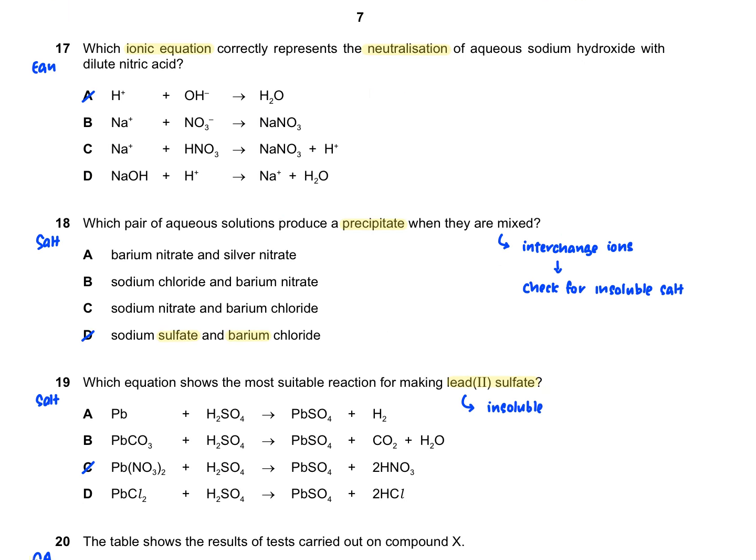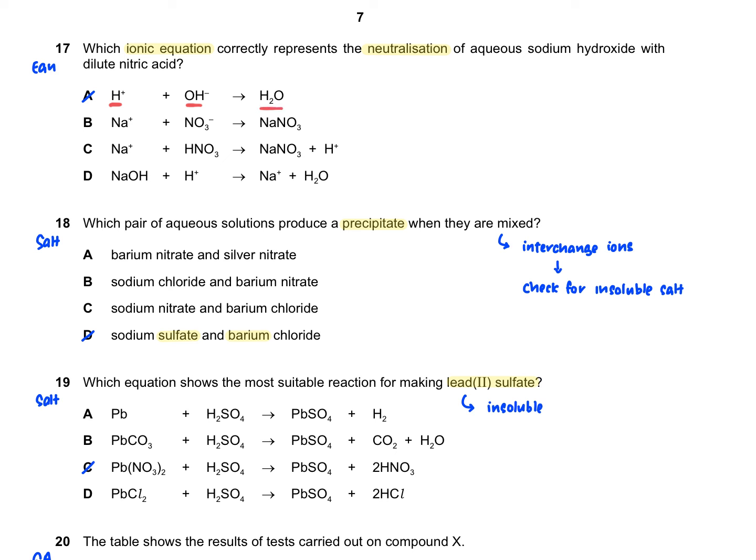For question 17, this is a chemical formula and equation question, and we are supposed to write the ionic equation for a neutralization reaction. Now for any neutralization reaction between any acid and any alkali, the ionic equation is always the same. The ion that makes an acid is hydrogen ion. The ion that makes an alkali is hydroxide ion. So in any neutralization, it is always H plus OH minus to give you water.